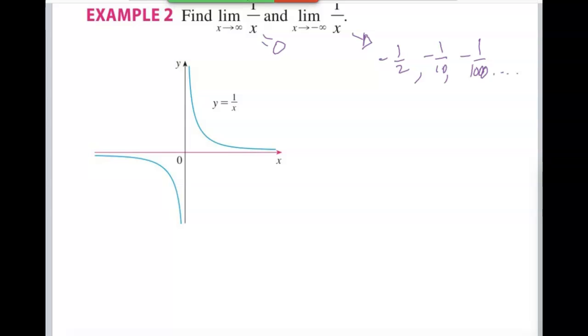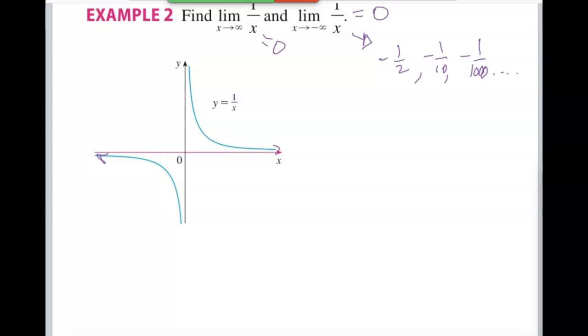Still 0. It's just they're getting closer to 0 from the other side of 0. They're approaching it from the negative side of 0, right? And you can see that reflected in the graph. As we approach infinity on the positive side of x, my y values approach 0 from the top. But from the negative side of x, my y values approach 0 from the bottom. But they're still 0. And so we're really going to use that.